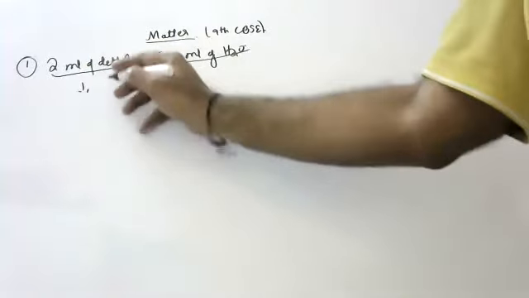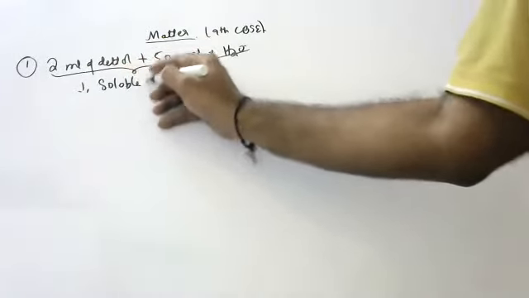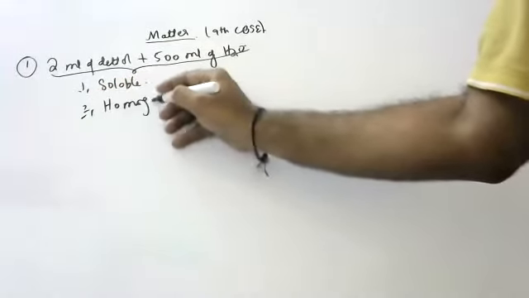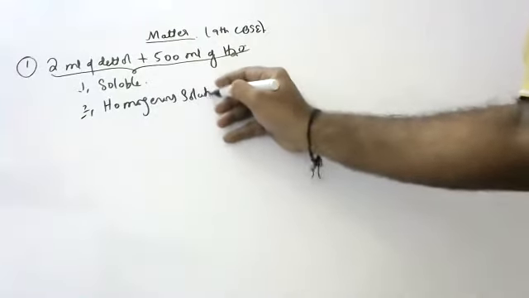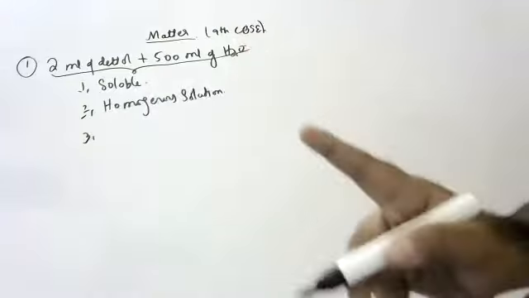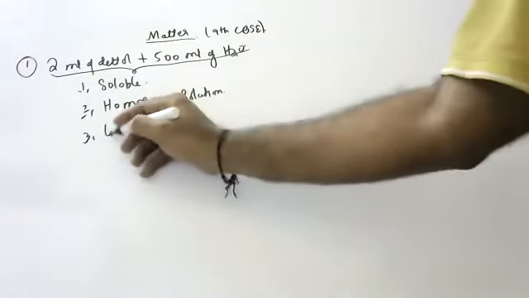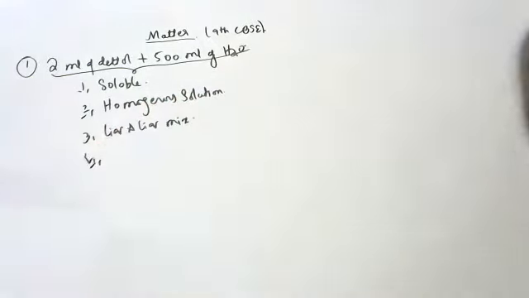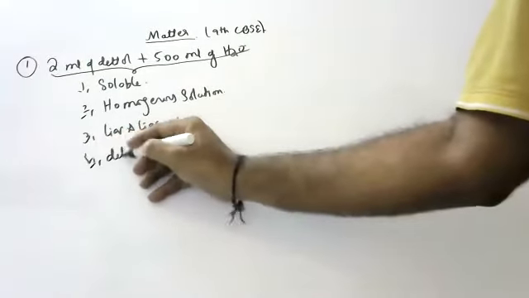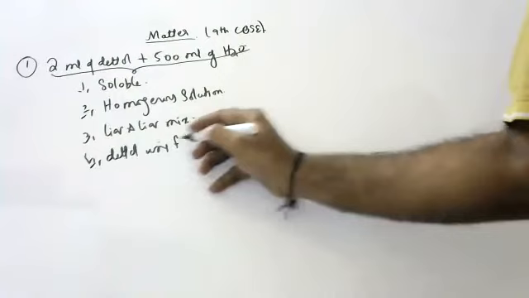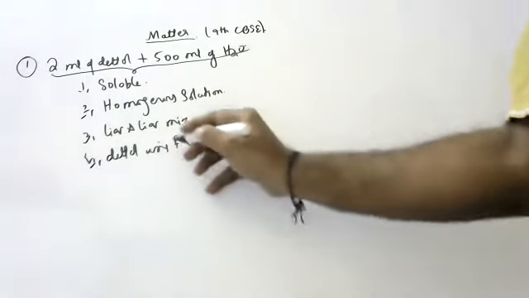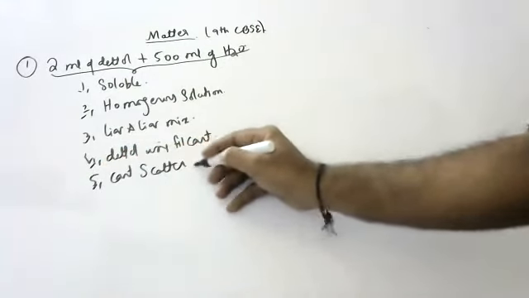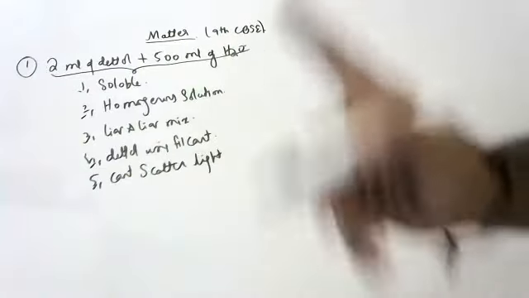First one: Dettol is soluble in water. Number two, it will form a homogeneous solution. And since it is forming a homogeneous solution, because Dettol is a liquid, this is a liquid mixture. We can't separate Dettol using filter paper, and it can't scatter light also, because solutions and suspensions don't scatter, only colloids will scatter.